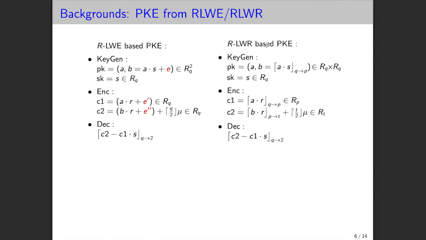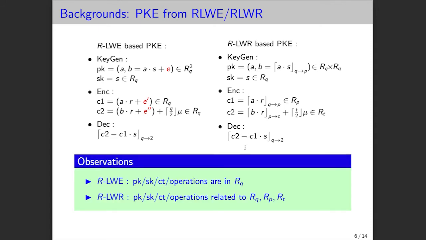In the RLWR scheme, we don't need these error distributions here. We just round them, and the PK is an RLWR sample. In the encryption procedure, we don't need this error. We just introduce this deterministic error by rounding, and C2 is similar to that, and decryption is similar.